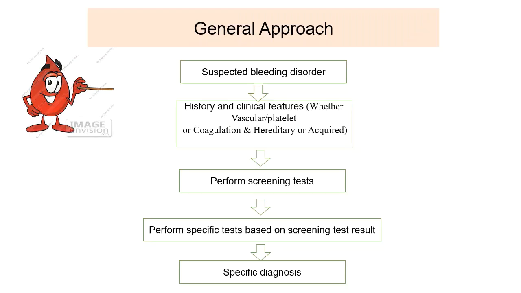Now, how do I approach a case of bleeding disorder? First, to suspect, next is a good clinical history and a good clinical examination, followed by screening tests, followed by specific tests which are based on the screening test and the history and the clinical examination, which would finally lead us to the specific diagnosis.